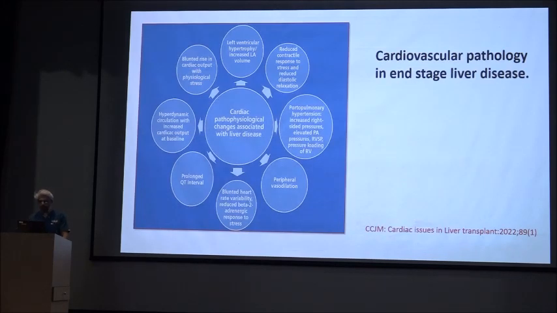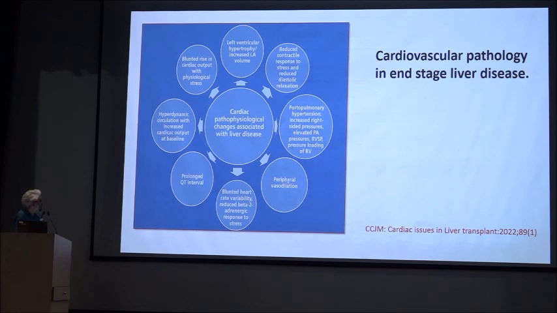So what are the cardiovascular pathologies that occur in end-stage liver disease? Basically there will be left ventricular hypertrophy with increased left atrial volume. There will be a reduced contractile response to stress and diastolic dysfunction. There can be portopulmonary hypertension with increased right-sided pressures.